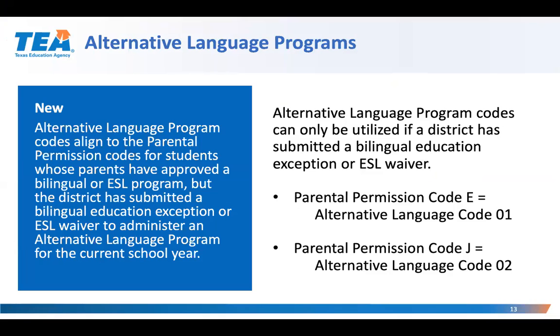So now we see that when a parental permission code of E or J is utilized, noting that the parent has approved a bilingual or ESL program, but the district is under bilingual education exception or ESL waiver, these parental permission codes will now align with program codes that are actually related to what the student is receiving in the classroom, which is the alternative language program code to bilingual program or the ESL program as stated in the district's bilingual education exception or ESL waiver application.